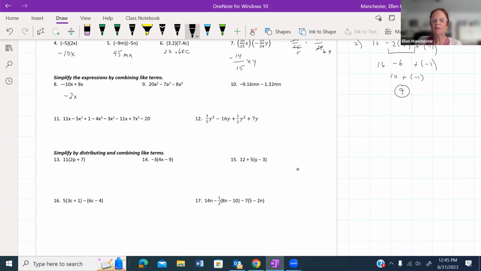Okay, and then a squared, a squared, a squared, those are all identical. The variable and the exponent is the same. So I can add my values. So I have 20 of them minus 7 of them, which is 13 of them. And then 13 minus 8 is 5 of whatever item it is, right? So a variable is an unknown. We don't know what it is yet. We'll find out, but right now with the expressions, all we know is when I put it all together, I have 5 of them.